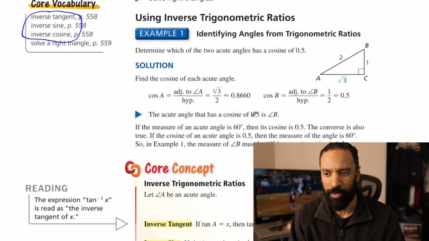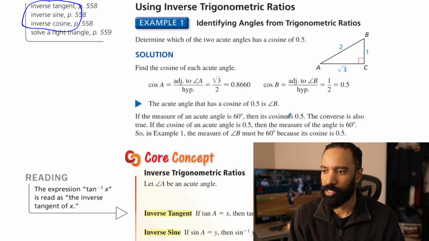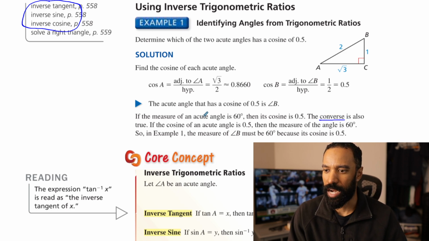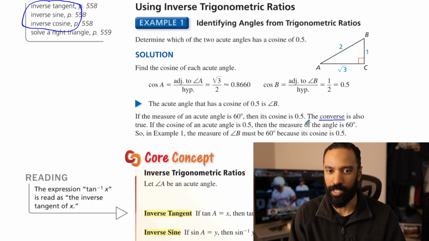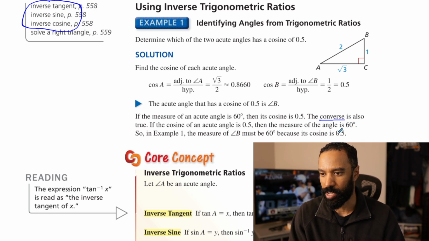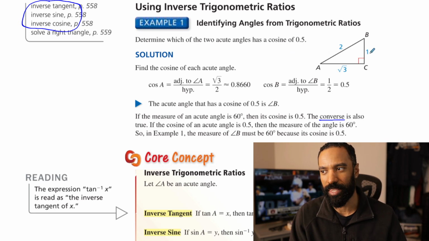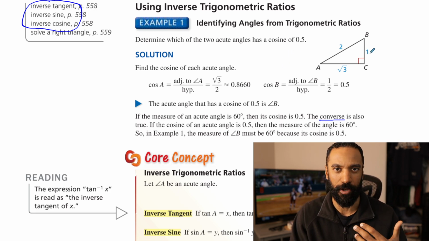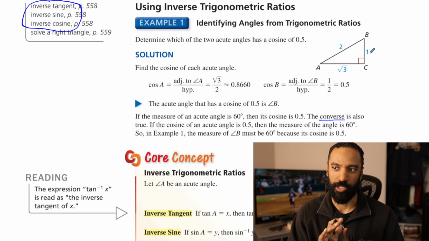Is this actually an example? If the measure of an acute angle is 60 degrees, then its cosine is 0.5. The converse is also true. If the cosine of an acute angle is 0.5, then its measure is 60 degrees. So in example 1, measure of angle B must be 60 because cosine is 0.5. So if they have us do examples like that, I guess we kind of have to play a guess and check with it.